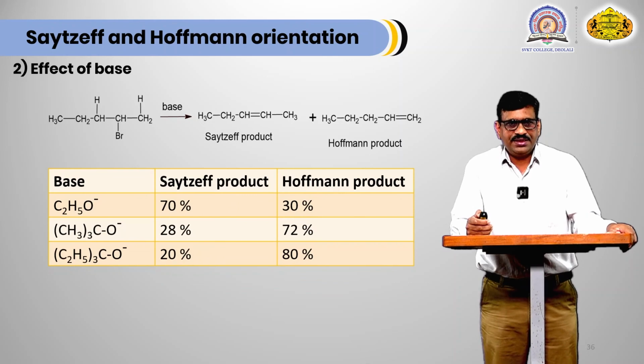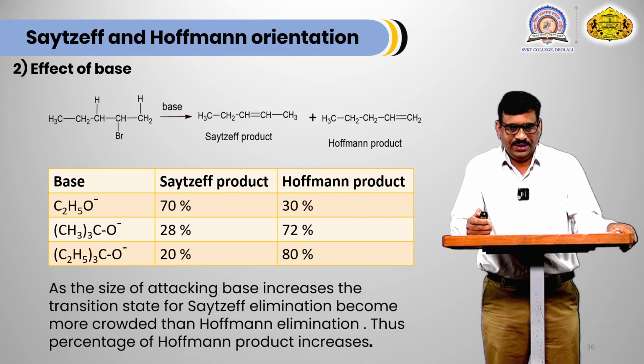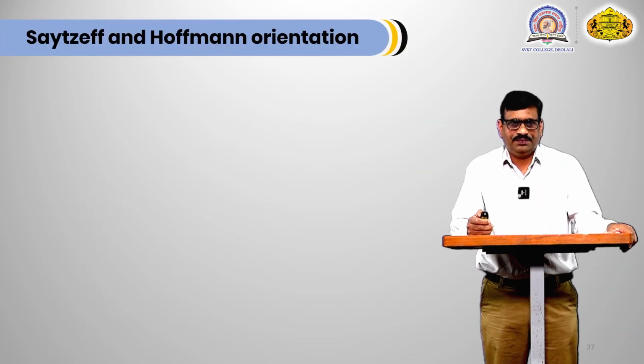Size of attacking base is very important. In this case, we have shown some bases, C2H5O, that is ethoxy. From first, second, third, size of base increases. In that case, percentage of Saytzeff product decreases and percentage of Hoffmann product increases. As the size of attacking base increases, the transition state for Saytzeff elimination becomes more crowded than Hoffmann elimination. Thus, percentage of Hoffmann product increases.